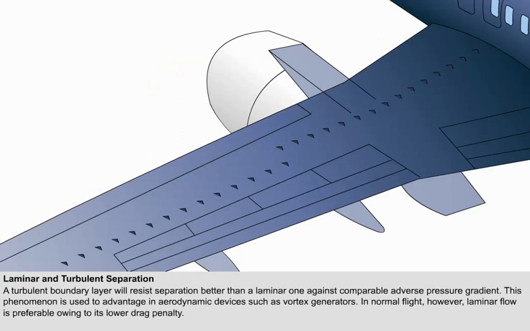Coming back to subsonic flight, a turbulent boundary layer will resist separation better than a laminar flow meeting the same adverse pressure gradient. In some circumstances, this is an advantage. For example, some aircraft have small vanes called vortex generators, fitted on top of the wing ahead of the ailerons, to ensure that the boundary layer remains attached longer than on the rest of the wing, to retain control effectiveness at speeds close to the stall. In normal flight, however, laminar flow is preferable, owing to its lower drag penalty.